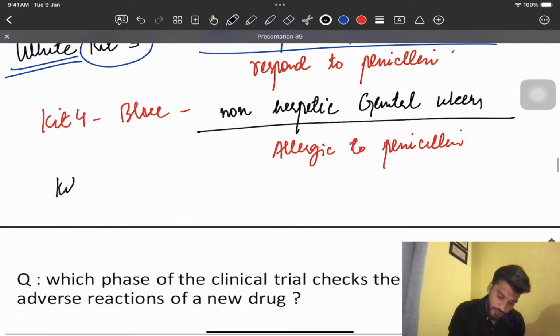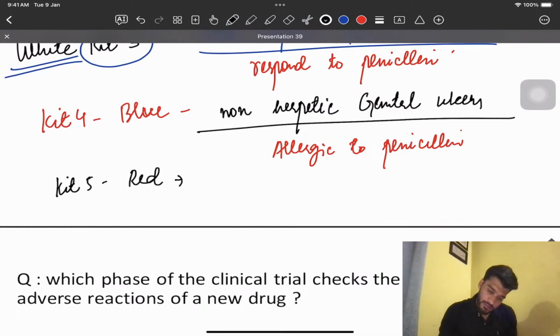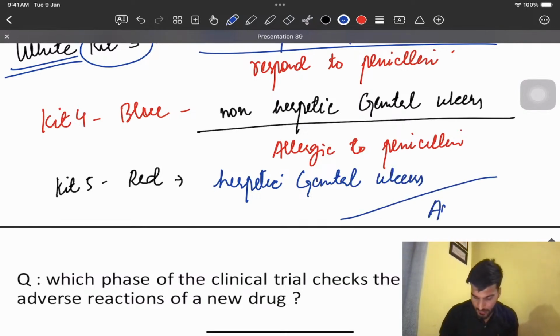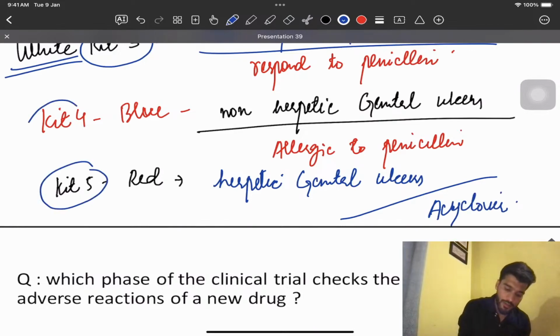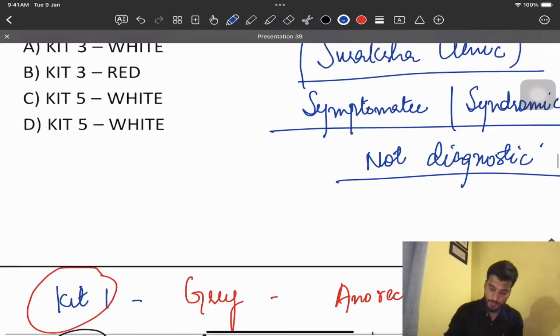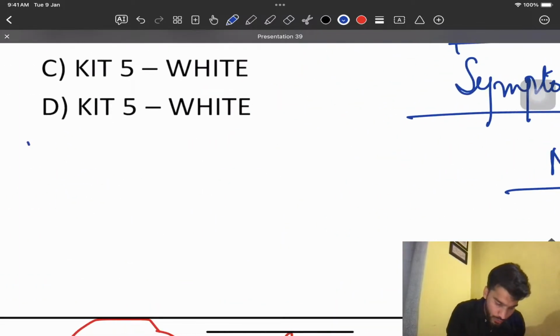Then we have kit 5, that is red color. That goes with herpetic genital ulcers, and the drug inside the kit will be acyclovir. Kit 5 will be red, for herpetic ulcers, and the drug for herpes will be acyclovir.